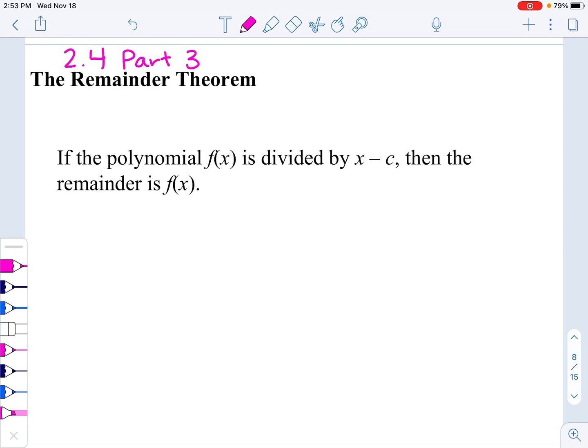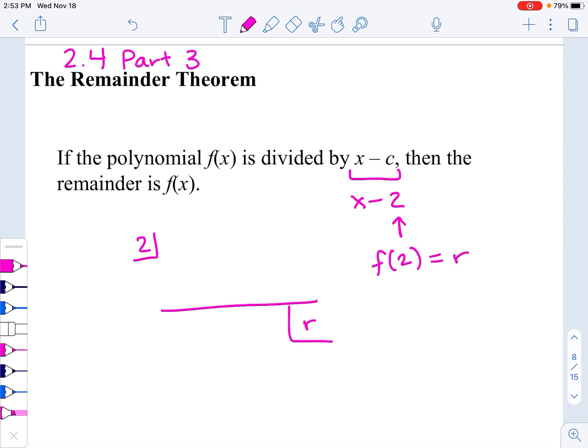So for example, if this x minus c reads x minus 2, then we would look to figure out what is the value of the function at 2, or we would do that synthetic division where we would put a 2 on the outside, do some sort of crazy numbers division, and then we're going to look at what's our remainder. I'm just going to use a little r to represent the remainder. So once we did that division, whatever is left over, that remainder is going to be the solution to the function evaluated at 2. So that means f of 2 is equal to r. The value of the function at x value 2 is whatever that number is, r.